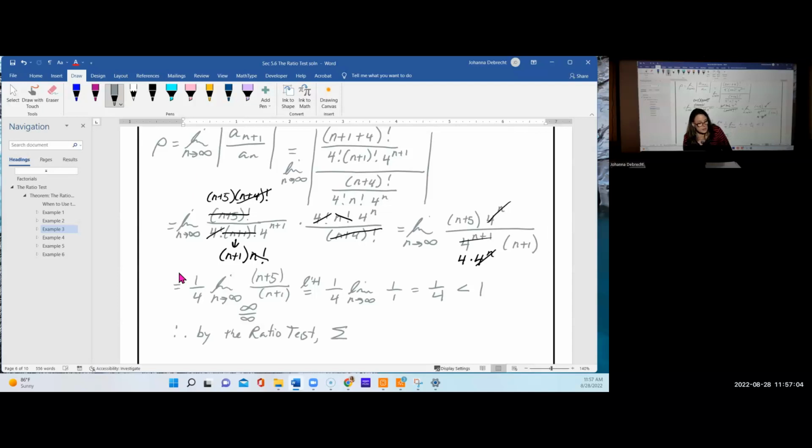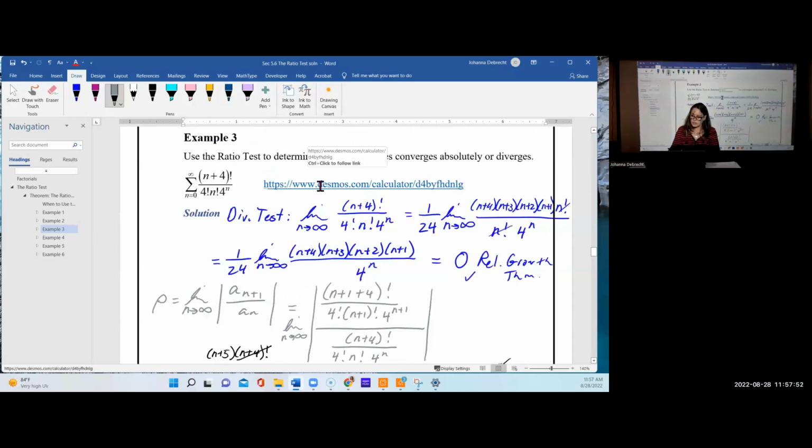this series from n equals 0 to infinity of n plus 4 factorial over 4 factorial n factorial 4 to the n converges absolutely. So any rearrangement of terms will still produce the same finite real value. But again, we don't know what it is. We haven't determined what it is, all right? So we would have to take a certain number of terms to approximate it. The ratio test does not give you a bound, an upper bound or a lower bound on the remainder. The only 2 tests that we've studied that do that so far are the integral test and the alternating series test.